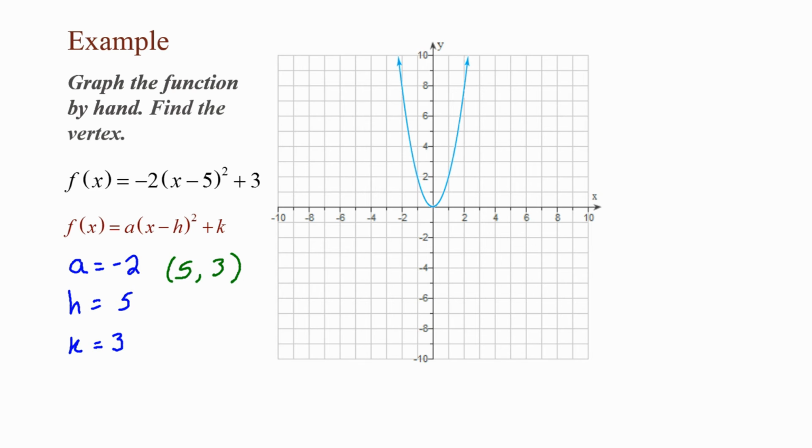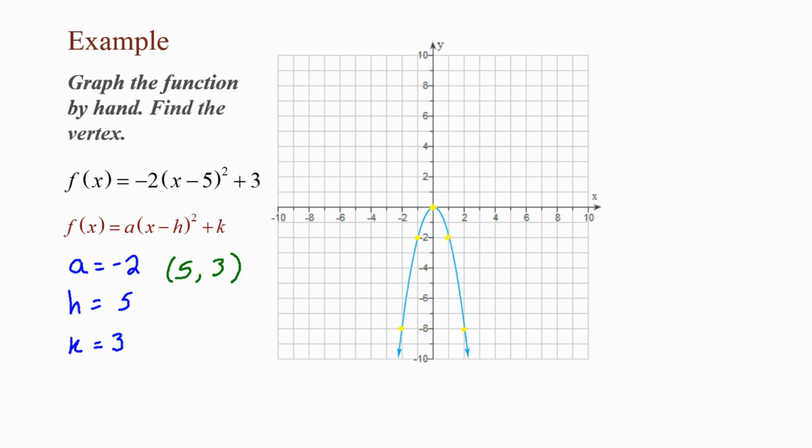Now that it's narrower, I can flip it. So my vertex is still 0, 0. Now I have a point at -1, -2, 1, -2, at -2, -8, and 2, -8. Now it's time to look at my h, which is 5.